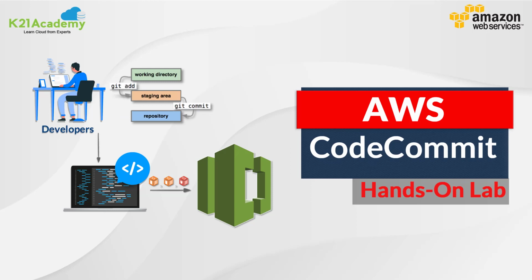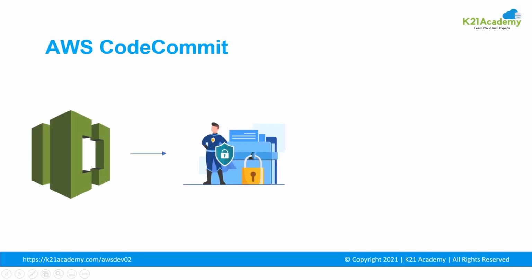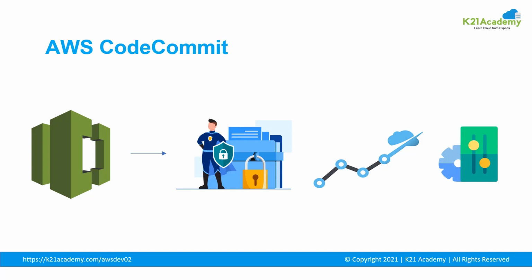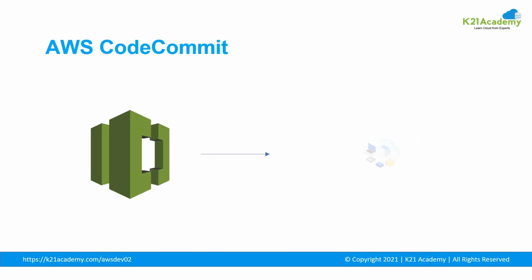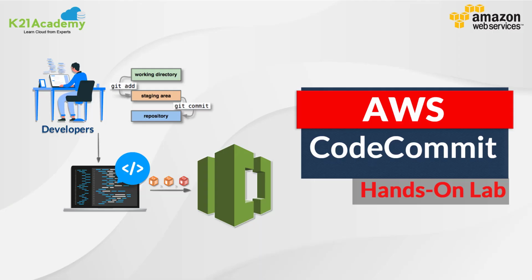In this session, we will be working with AWS CodeCommit. AWS CodeCommit is a secure, highly scalable, and managed source control service that hosts private Git repositories. As a managed service, it eliminates the need for you to manage your own source control system or worry about scaling its infrastructure. You can store anything from code to binaries in it, and it supports the standard functionality of Git, so it works seamlessly with existing Git-based tools. So in this session, we will be working with AWS CodeCommit.